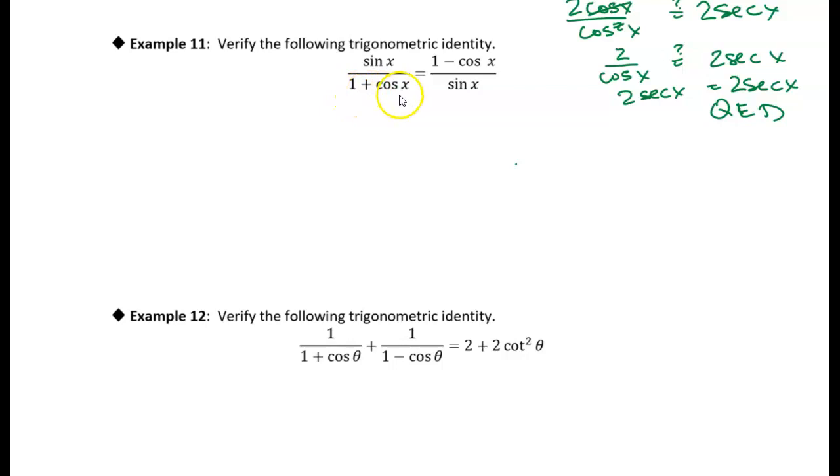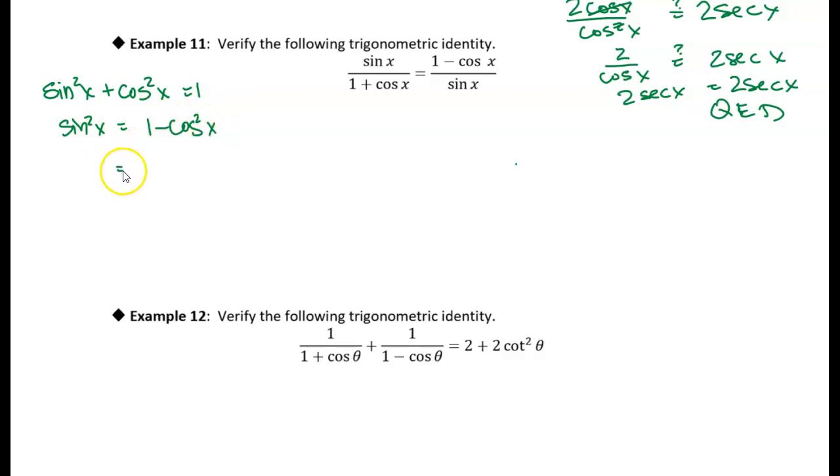And I see this 1 plus cosine in the denominator. And I see my target is to turn it into a sine in the denominator. And I know I can turn 1 plus cosine into a sine if I use the Pythagorean identity, right? So remember, again, that sine squared of x plus cosine squared of x is equal to 1, all right? So I can subtract cosine squared from both sides and get that sine squared of x is equal to 1 minus the cosine squared of x.